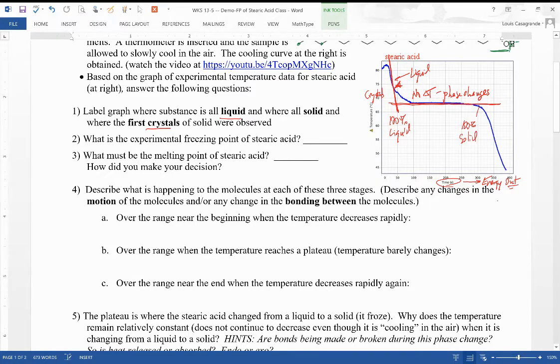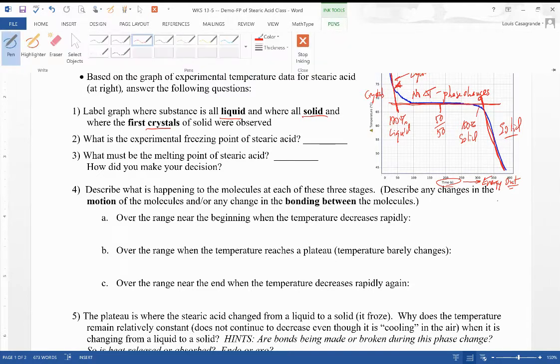And everywhere along that line, so right about here, it would be about 50-50 solid and liquid. Then once we hit 100% solid, what happens is the temperature starts to drop again. The temperature drops because this is now all in the solid phase, so all one phase. So we've now labeled the solid as well.